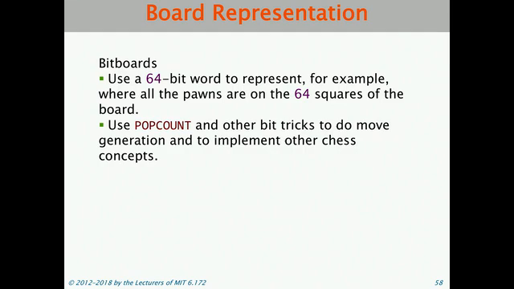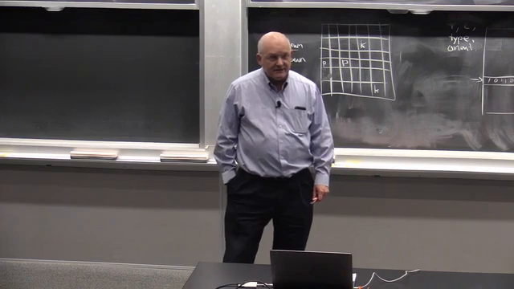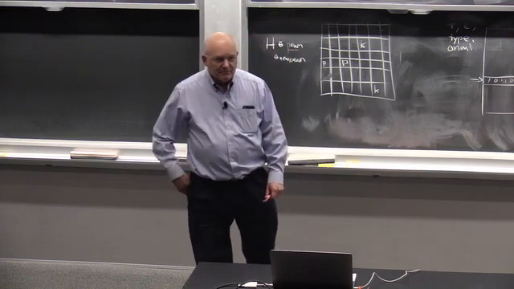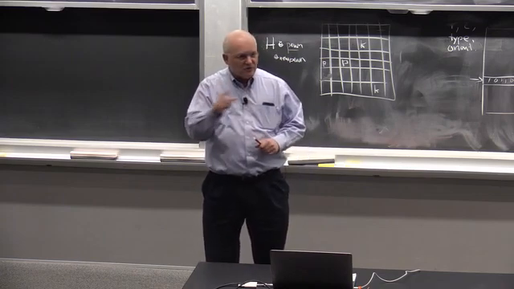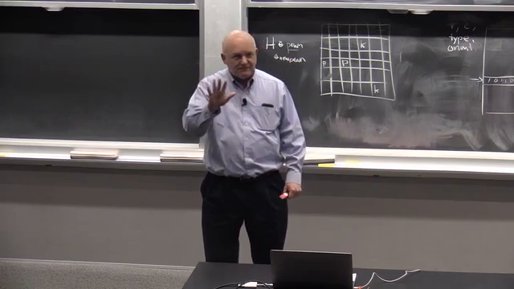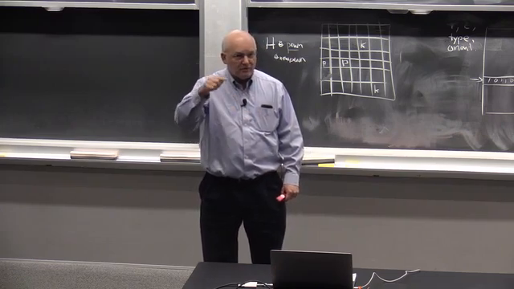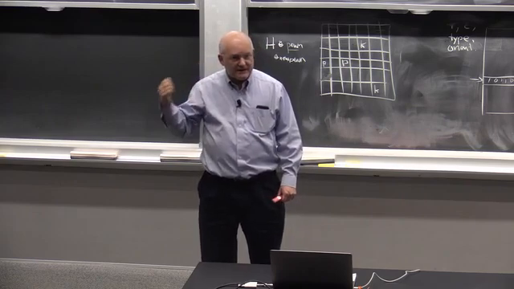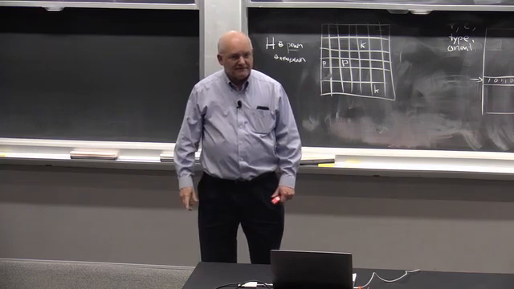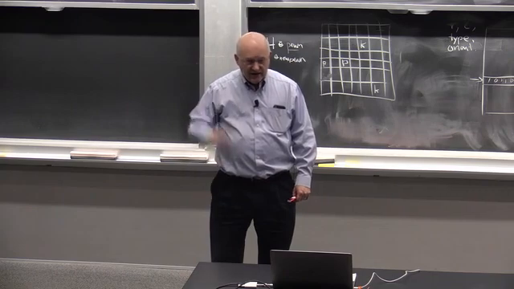Here you use a 64-bit word to represent, for example, where all the pawns are on the 64 squares of the board. Okay? And then you can use pop count and other bit tricks to do move generation and to implement other chess concepts. So if you're looking to see what are the possible places a pawn can move, and you want to say, can they move right, and let's say it's stored in row major order, you can just do a right shift by 1, and that tells you where are all the places that those pawns could move, and now you can just pick them off 1 bit at a time to generate your move list, okay?